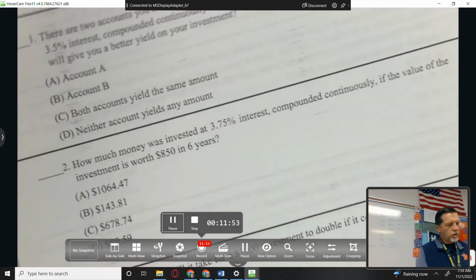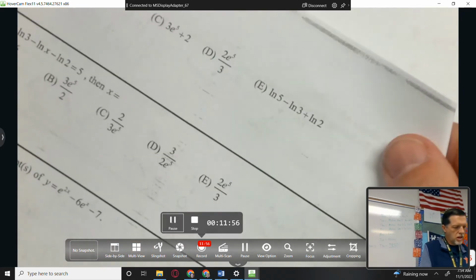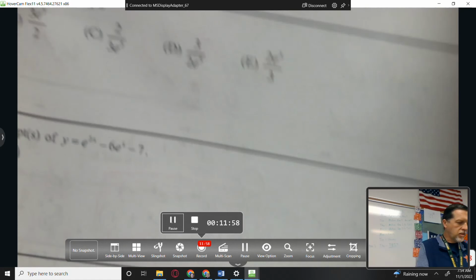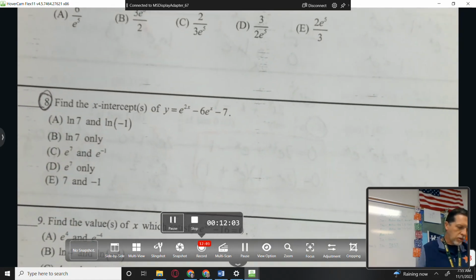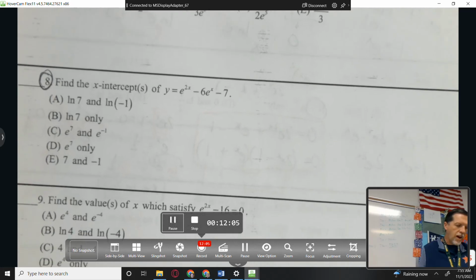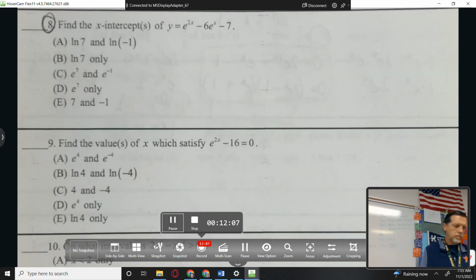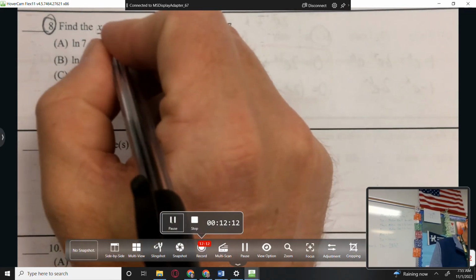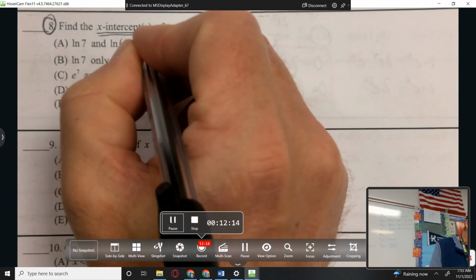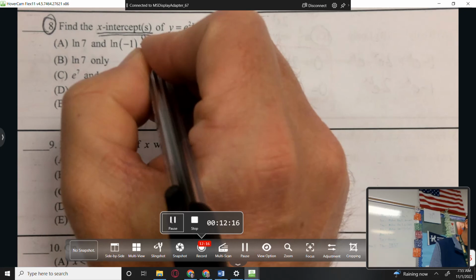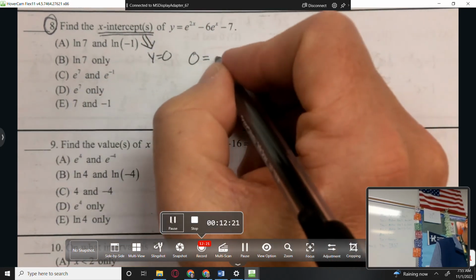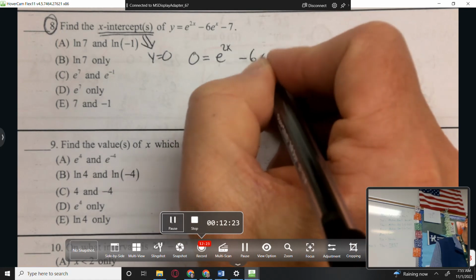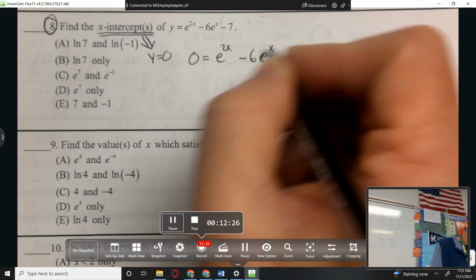5 looks pretty straightforward. 6 looks okay. 7 looks okay. What I want to do is number 8, because that's more weird factoring stuff. Find the x-intercepts. What does that mean? How do I find x-intercepts? Set y equal to 0. So 0 equals e to the 2x minus 6e to the x minus 7.